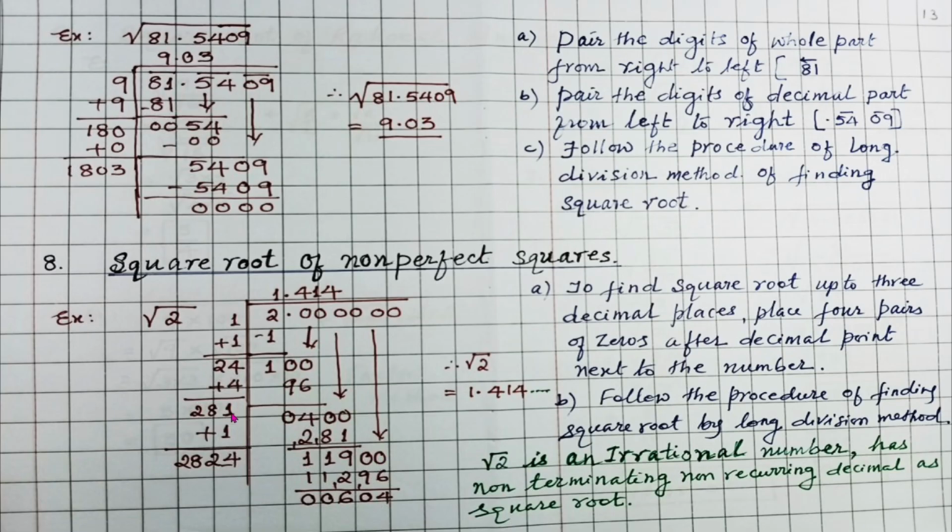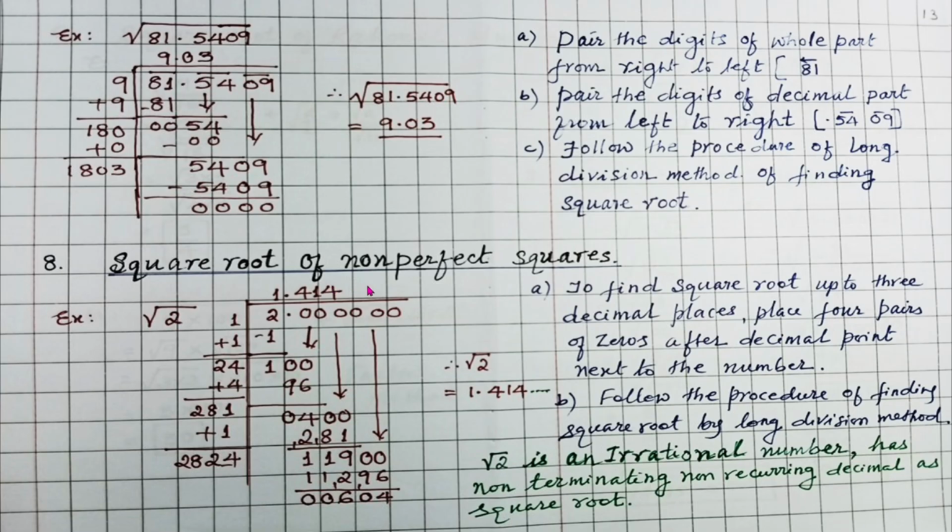Add 1 here, it becomes 1 plus 1 is 2 and 28 as it is. Now I have chosen the digit 4, that is 2824. Multiply by 4 becomes 11296, which is less than 11900. The remainder is 604. Since we have decided up to 3 decimal places, we can stop this procedure. So therefore square root of 2 is 1.414 and so on.